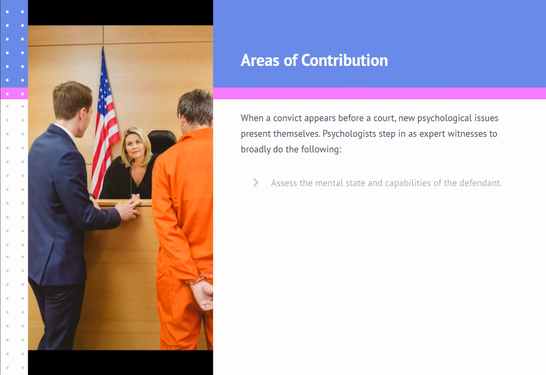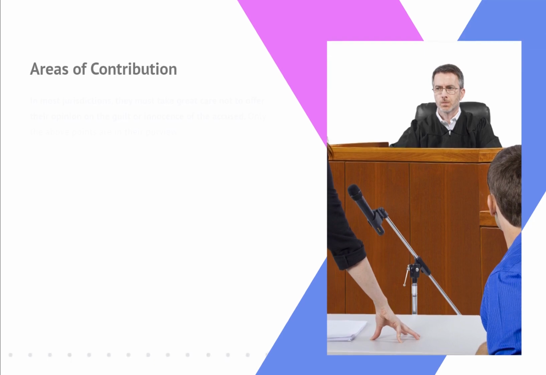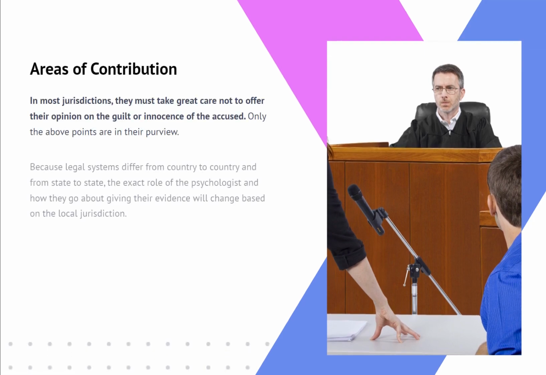When a convict appears before a court, new psychological issues present themselves. Psychologists step in as expert witnesses to broadly do the following: Assess the mental state and capabilities of the defendant. Comment on the value and validity of the information presented before the court. In most jurisdictions, they must take great care not to offer their opinion on the guilt or innocence of the accused. Only the above points are in their purview.